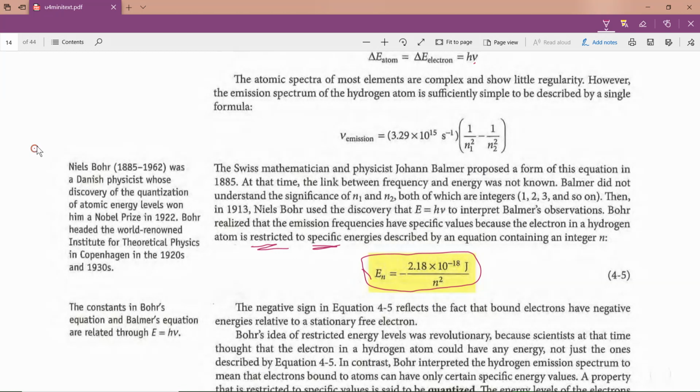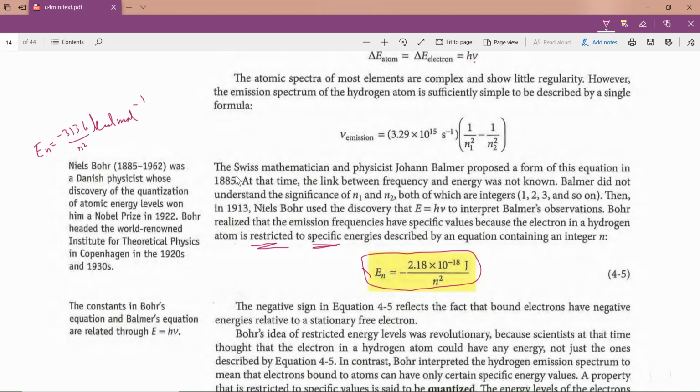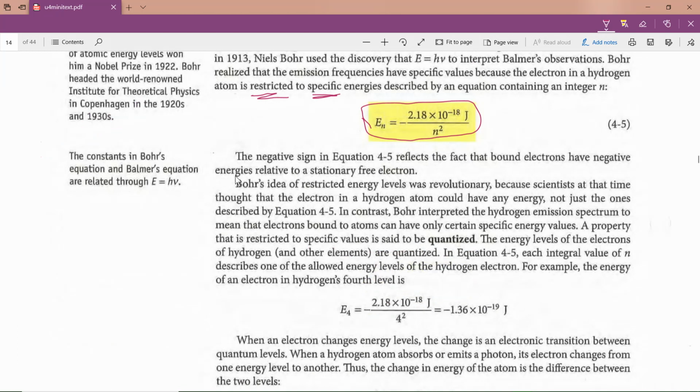Now some of you may remember another way of writing it. The energy of an electron in a hydrogen atom is minus 313.6 over n squared kcals per mole. Well, it's also minus 2.18 times 10 to the minus 18 joules over n squared. The negative sign reflects the fact that bound electrons have negative energies relative to a stationary free electron. So, this is for one atom, and n is not 0. The ground state n is 1. Then you go up in natural numbers, 2, 3, 4, 5, 6, 7.